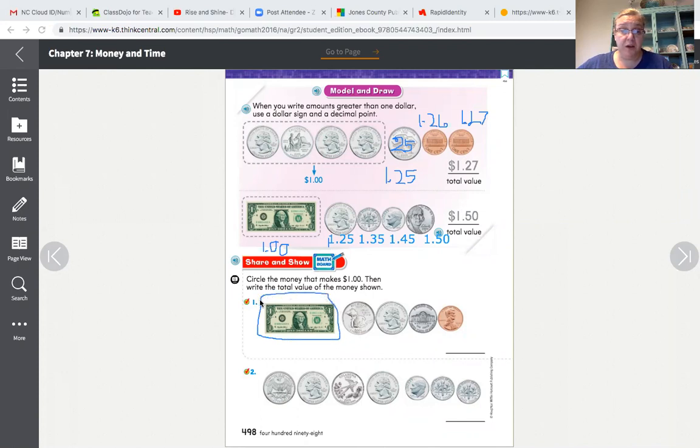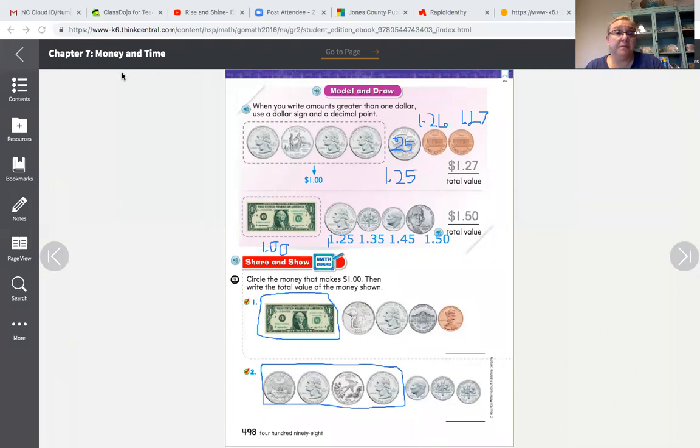I'm going to go ahead and go down to number 2, circle all the money that makes $1. Well, 1, 2, 3, 4 quarters makes $1. So I'm going to go ahead and I'll circle that. Now the direction says, then write the total value of the money shown.